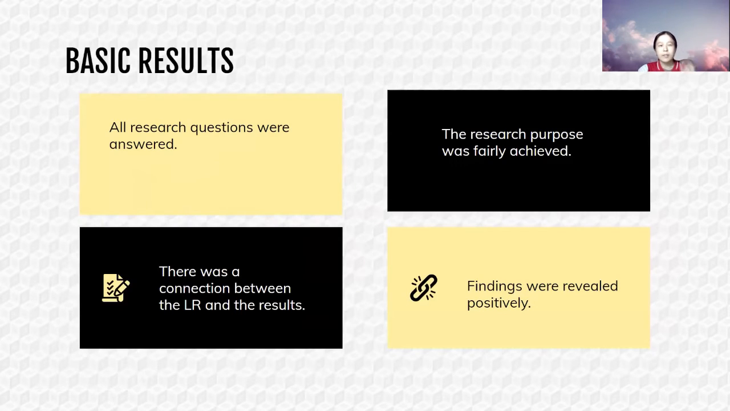And about research findings. I wrote here the basic results of my research. My research purpose was achieved. All my research questions were answered. And as can be seen from my literature review, there was a good connection, a link, between the literature review, the authors' work, findings from the literature review, and my research results. Consequently, the findings were revealed positively.